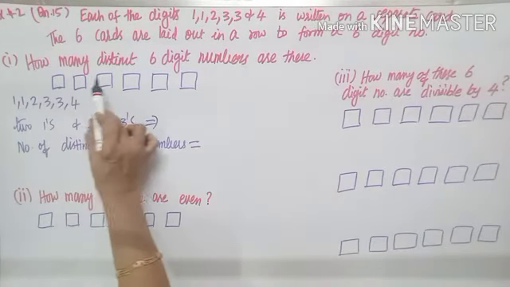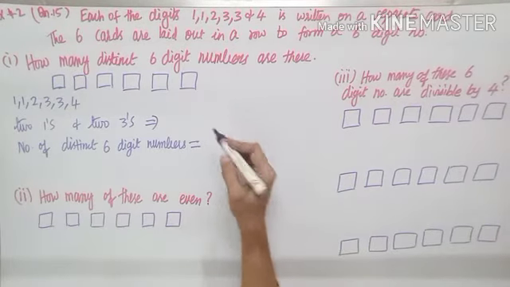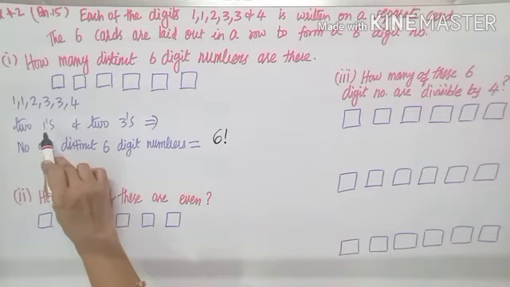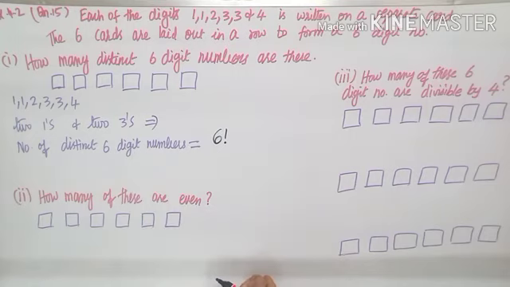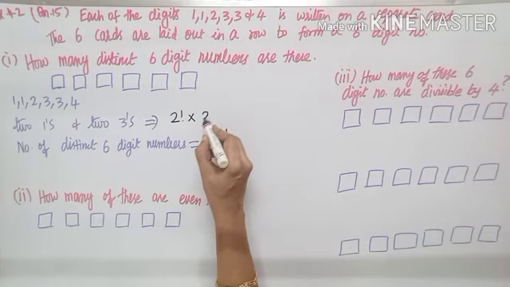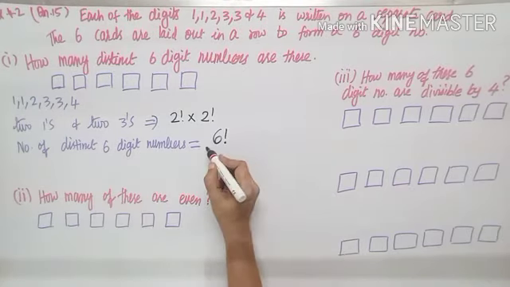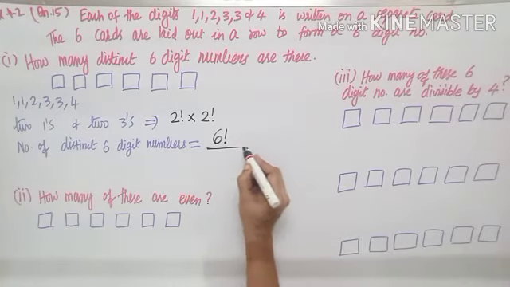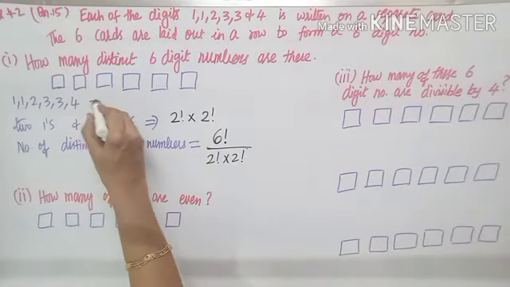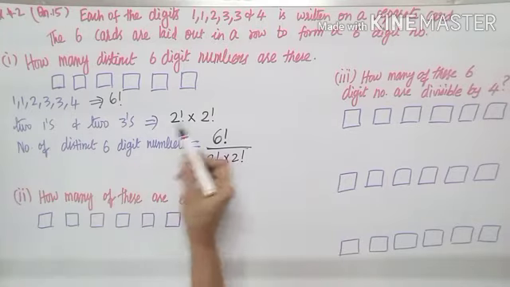Totally, the 6-digit numbers I can say are 6 factorial. But 2 ones and 2 threes are repeated. 2 ones give 2 factorial and 2 threes give 2 factorial. So the distinct 6-digit numbers are 6 factorial by 2 factorial into 2 factorial. So 6 digits give 6 factorial, but for the repetition I have to divide.